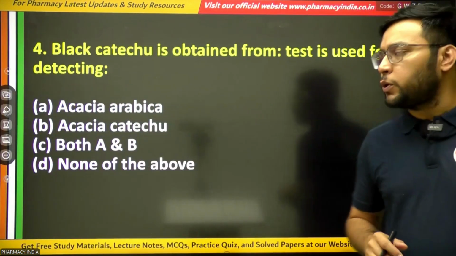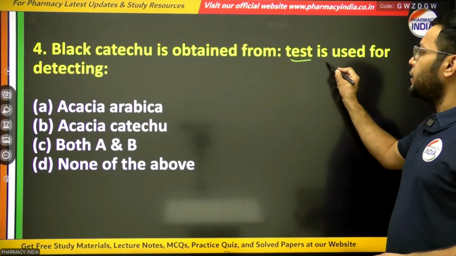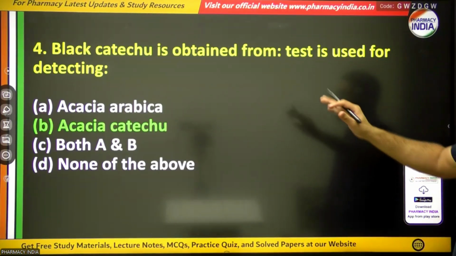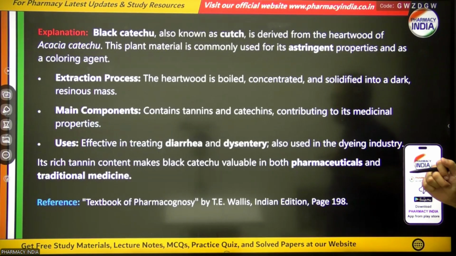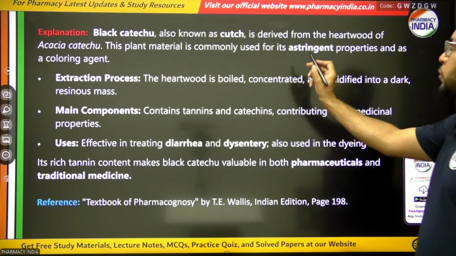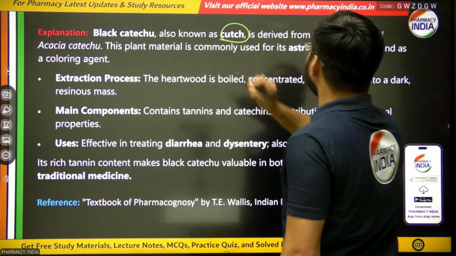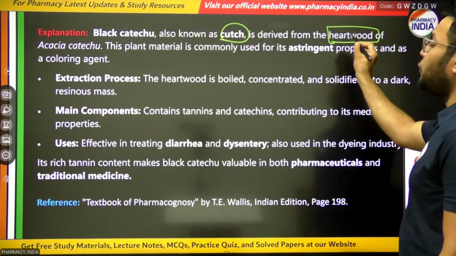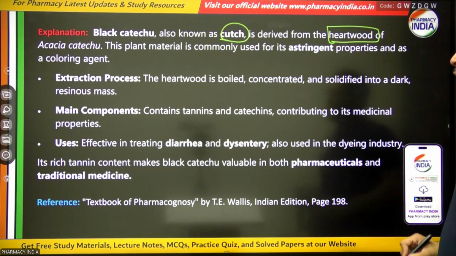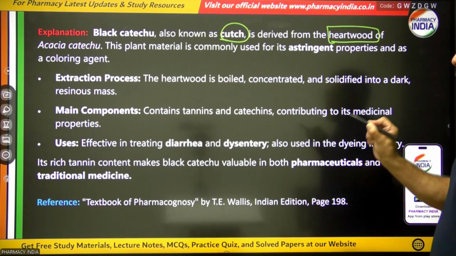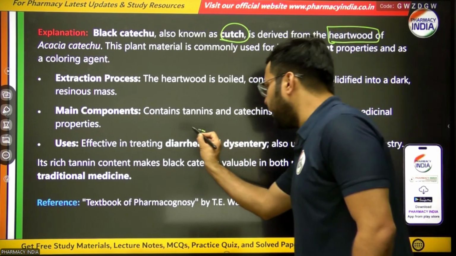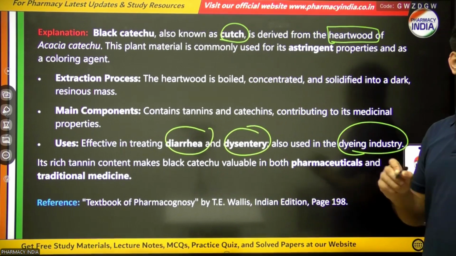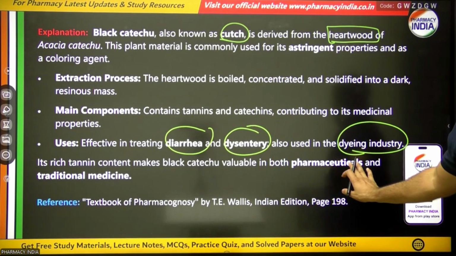Black catechu is obtained from, and which test is used for detecting. Black catechu is mainly obtained from Acacia catechu. Yes, black catechu is known as Kutch. The other name is Kutch, and it is obtained from the heartwood of Acacia catechu. It is mainly used in treating diarrhea and dysentery, and also in the dyeing industry. Yes, please mark these specific points.